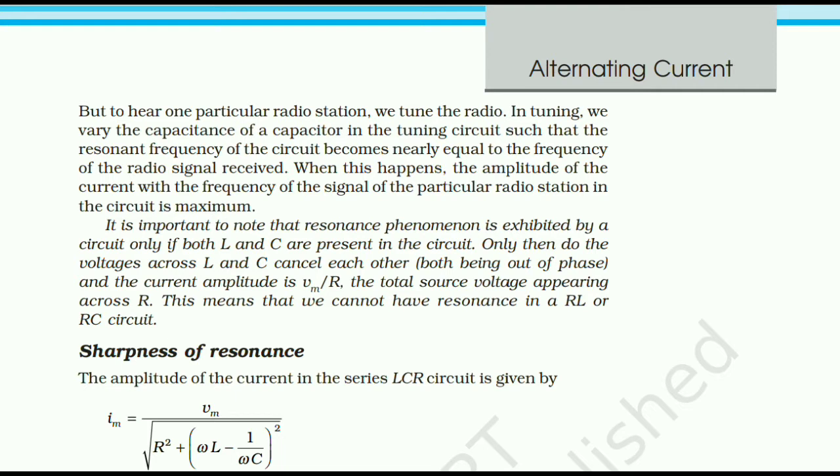Only then do the voltages across L and C cancel each other, both being out of phase, and the current amplitude is Vm upon R, the total source voltage appearing across R. This means that we cannot have resonance in an RL or RC circuit.